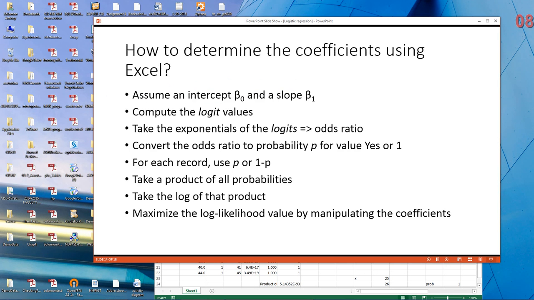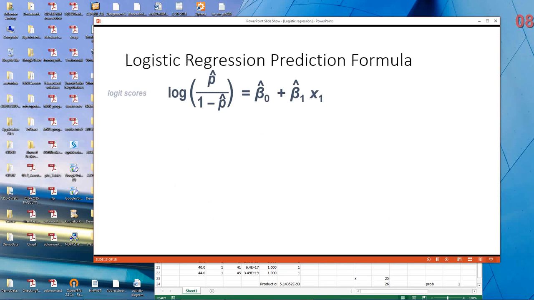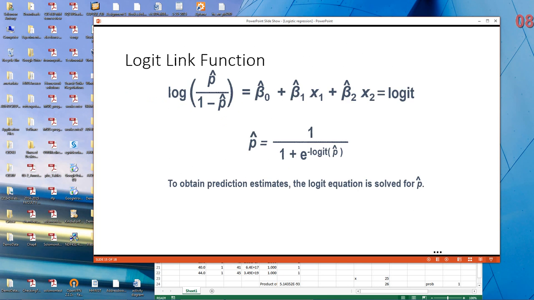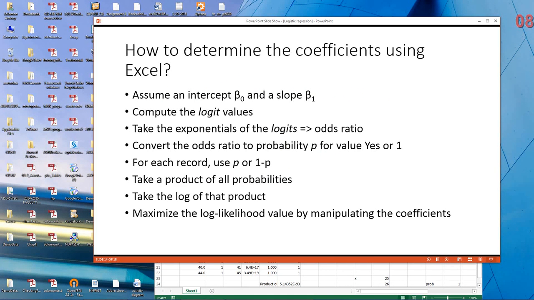Now how do we figure out this? It's not a straightforward regression, but we'll assume we have an intercept beta 0 and slope beta 1, and for any starting value we'll compute the logit values, which is nothing but this left hand side expression here, and then we take the exponential of the logits, that becomes our odds ratio. Then we convert the odds ratio to probability p for value yes or value 1 for each record.